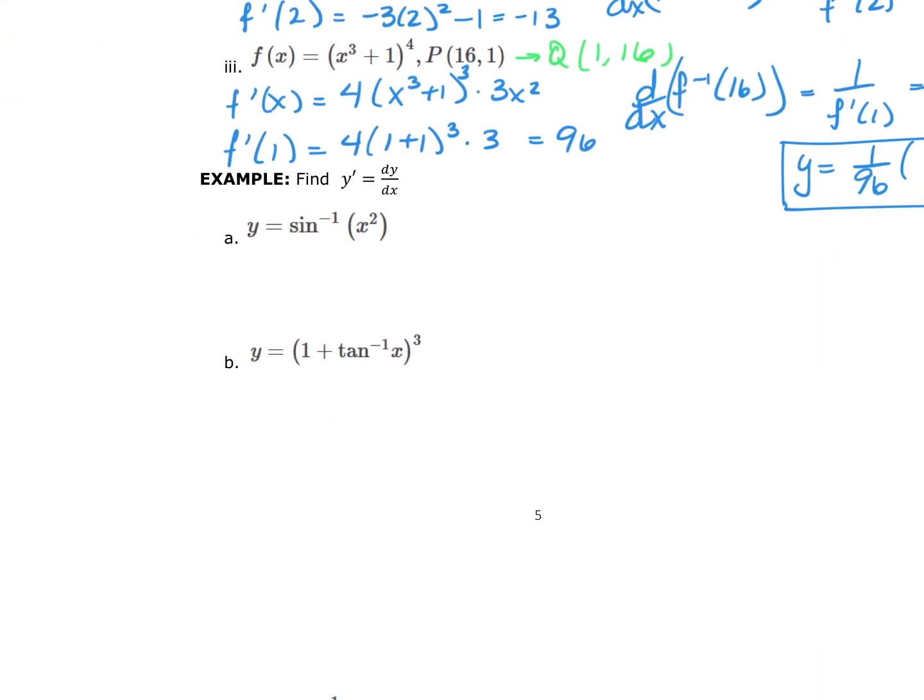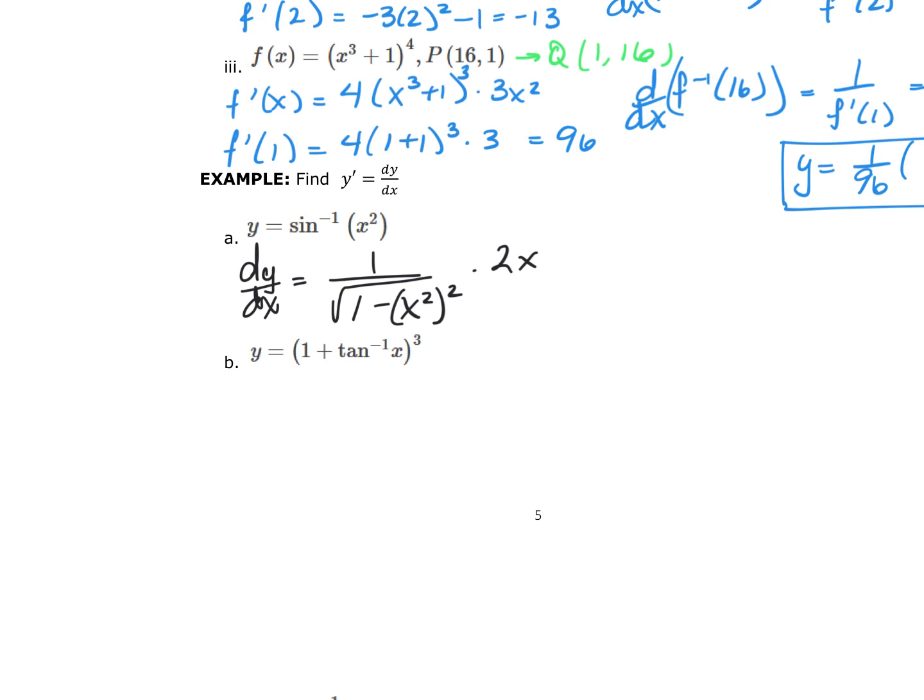So the derivative of this, dy/dx of sine inverse, is going to be 1 over the square root of 1 minus x squared, squared. And then don't forget the derivative of x squared, and so it's multiplied by 2x. And that is the answer for that one.